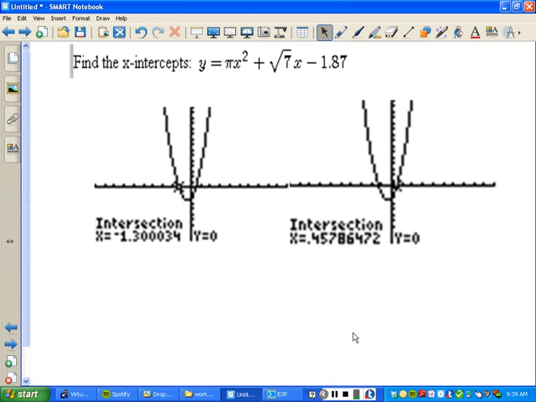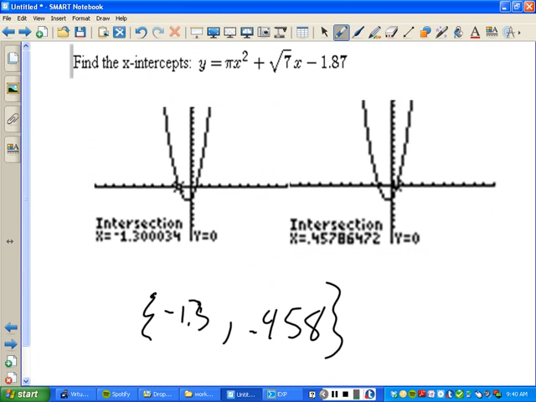Okay. So here you have two answers, and you would just write them as negative 1.3 and 0.54, or negative 1.3 and 0.458. All right. What's the solution set? You could just write them as x equals. I wouldn't even care. Or you can write them as an ordered pair if you wanted to.